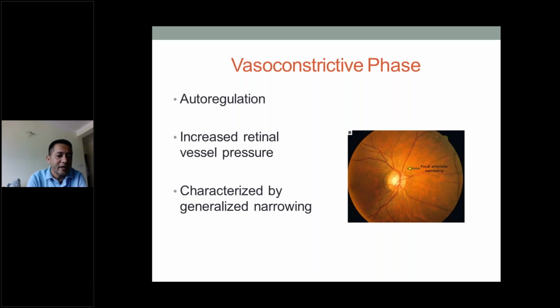When the blood pressure goes high, the flow in the blood vessels is more. So the body counters this using autoregulation, to decrease the amount of blood flow. This is by generalized or focal narrowing of the vessels. This is not seen in the veins, it's actually seen in the arteries. You can see a focal narrowing, or there may be generalized narrowing, which occurs due to autoregulation as a response to increased retinal vessel pressure.